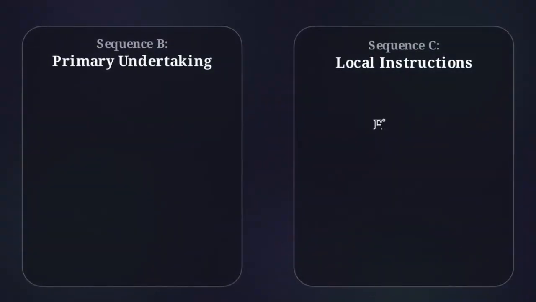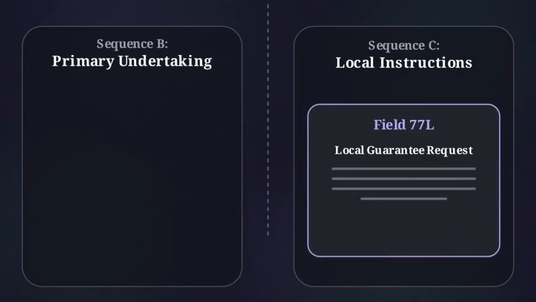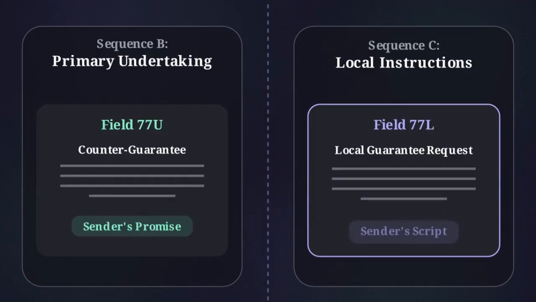The core of this section is Field 77L, containing the requested wording for the local undertaking. 77L is entirely separate from the counter-guarantee text in 77U. It allows the sender to specify the exact wording the local bank is instructed to use.